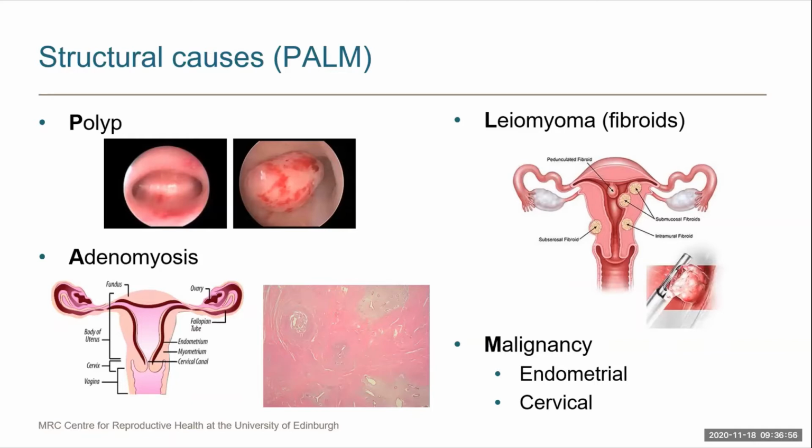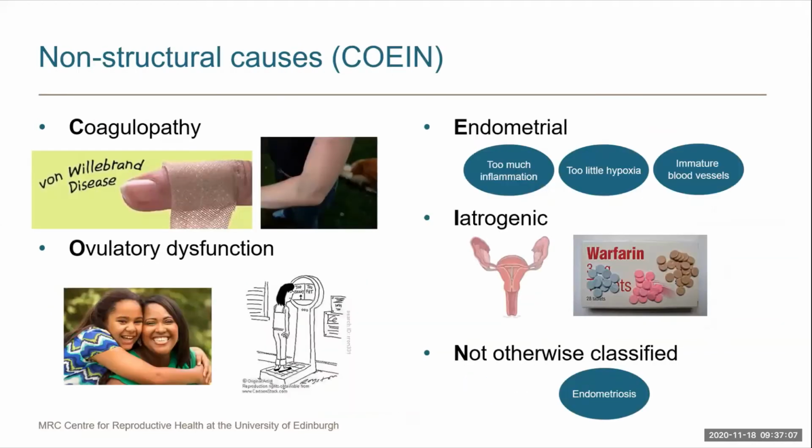And all of these problems really are more amenable to surgical management, and medical treatments are slightly less effective, though there is ongoing research to try and improve that. Next slide. The non-structural causes are much more amenable to medical treatment, and things like bleeding disorders or the microscopic changes within the lining of the womb can respond very well to our current medical therapies and are much more likely to be effective, perhaps with the exception of the contraceptive-induced menstrual changes, which are under the iatrogenic category.